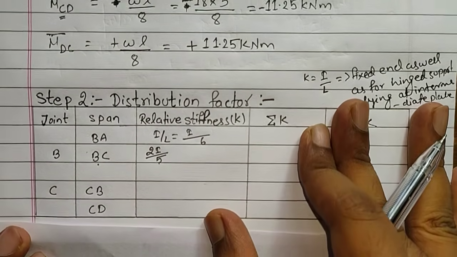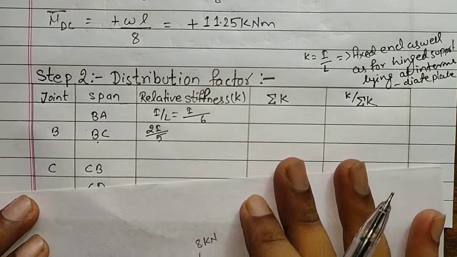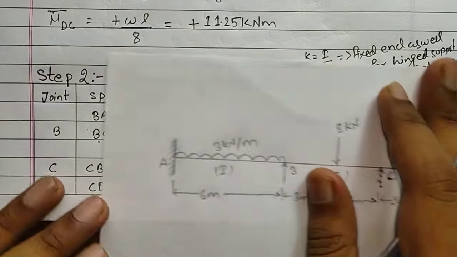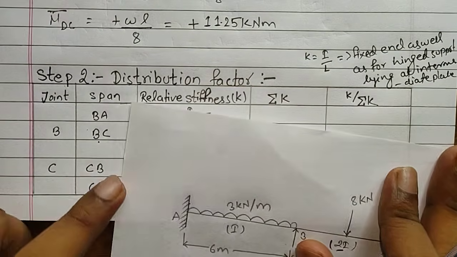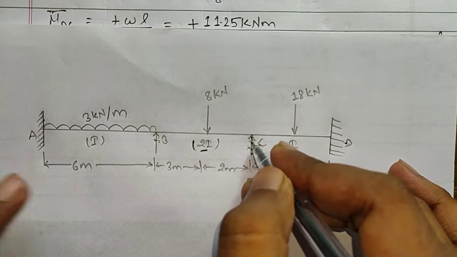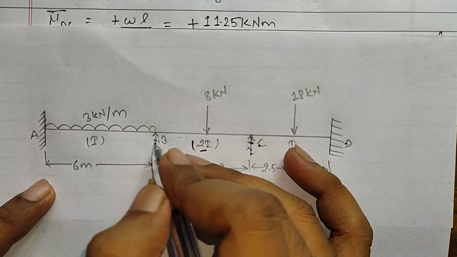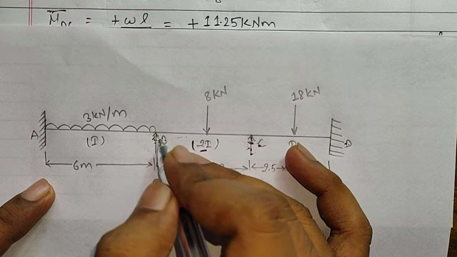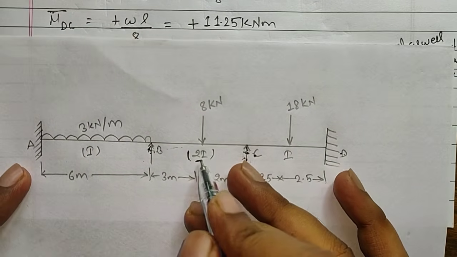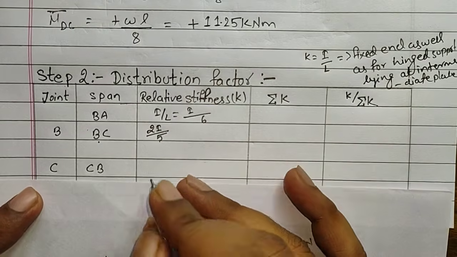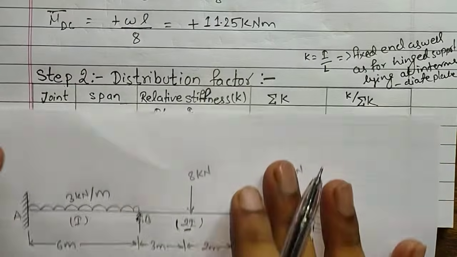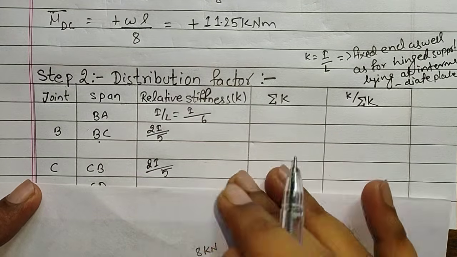Similarly, for span CB, again it is going to be the same. For span CB means we need to move at joint C, because our joint is C here, so CB, and again the joint B, with respect to joint C we need to take the left hand side, and the joint B is again hinged, which is at an intermediate position, so we will again have the relative stiffness as I by L. So this is going to be our 2I, and the span is 5 meter, so this is again 2I upon 5.